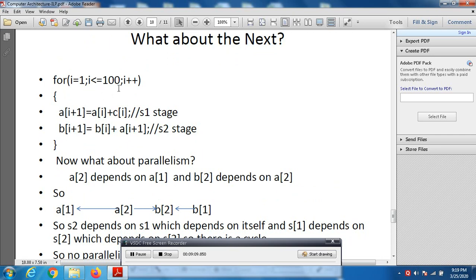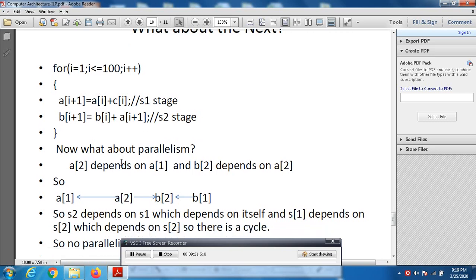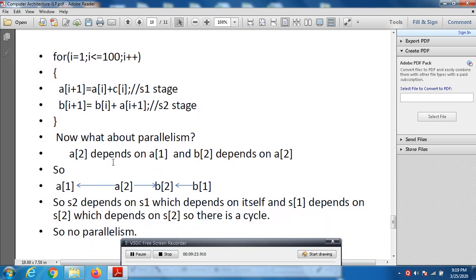Now for i equals 1, i less than 100, i plus plus, a[i+1] equals a[i] plus c[i]. Let us term this as the s1 stage, and b[i+1] is equal to b[i] plus a[i+1]. Now what about parallelism? Here you see this is quite interesting: a2 will depend on a1, and b2, on the other hand, depends on b1 as well as a2.